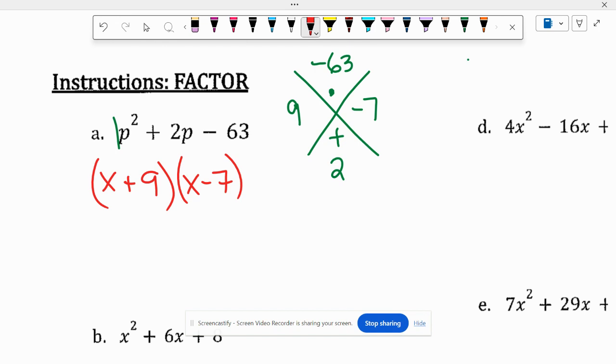Colt, you're not going to learn from this. You're sleeping. Pick your head up.